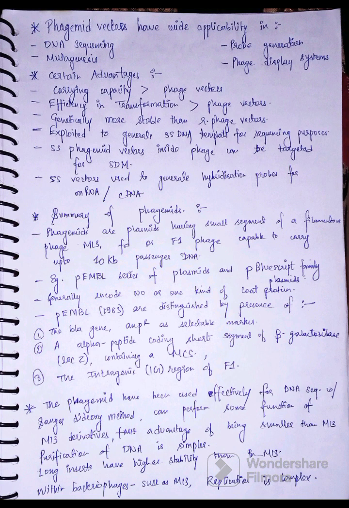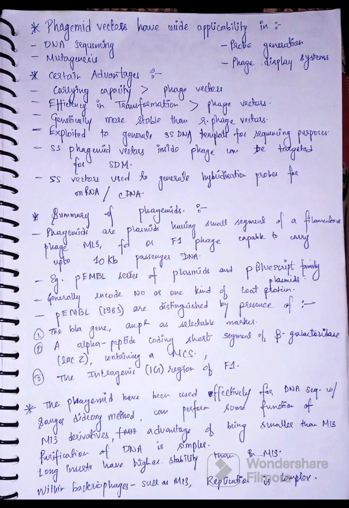Phage display systems will be studied further. DNA sequencing, you already know. If you want to know a particular sequence of a DNA, we can use phagemids, right? Mutagenesis study is basically done with SDM, that is site directed mutagenesis, not random. In site directed mutagenesis, we can alter the loss or gain of some function of a particular sequence by generating a mutation on that sequence, and the phagemid vector has applicability in that area too, right?